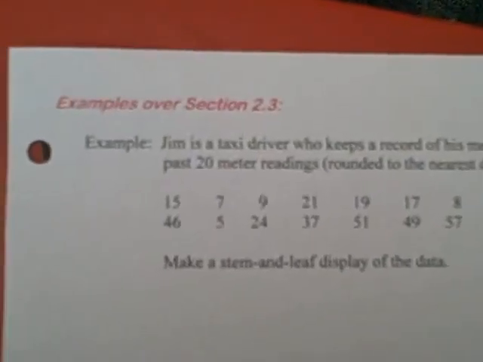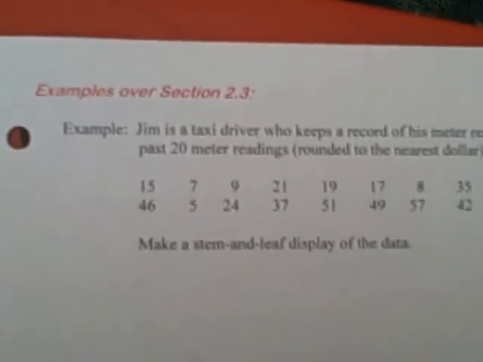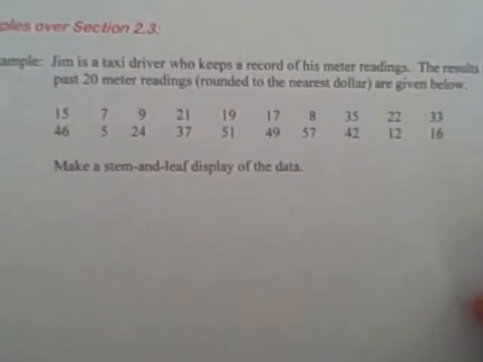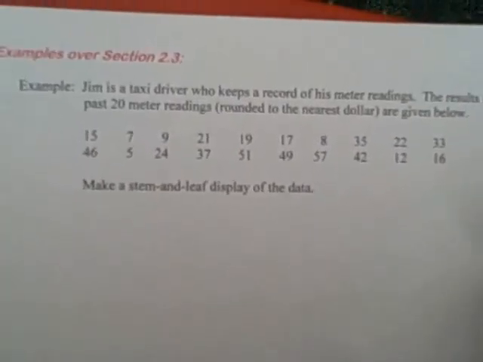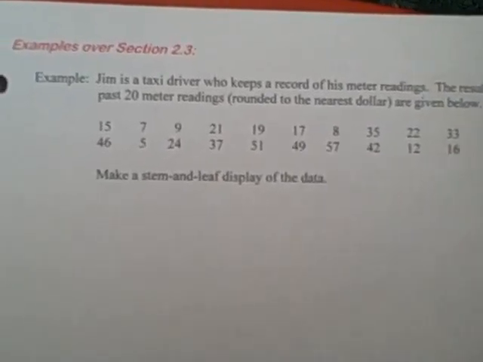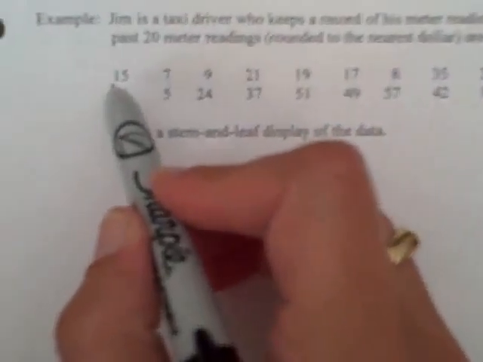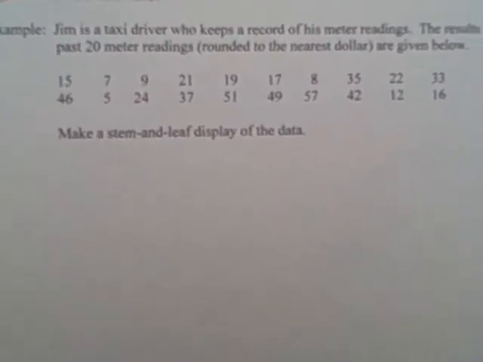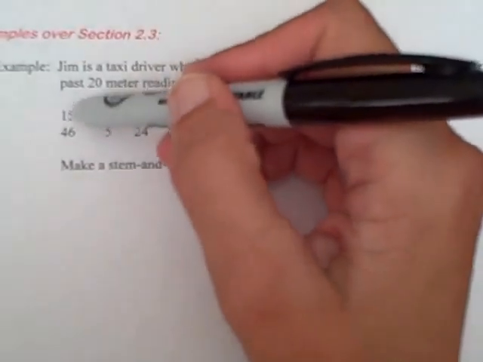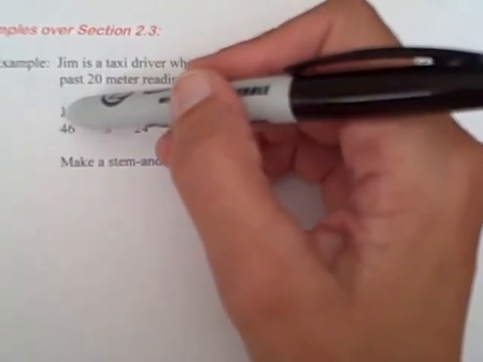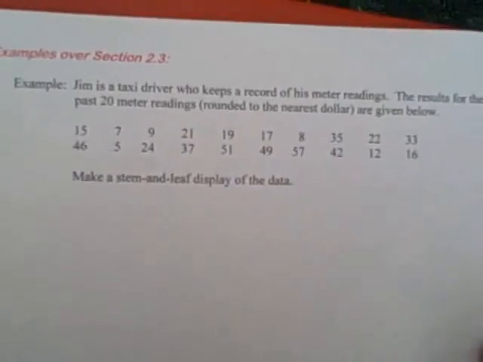Okay, in section 2.3, we are learning how to make a stem and leaf display. It's pretty simple. We're going to start off, look at your set of data, and you want to pick a way to split the number in half. And when I say split the number, I'm talking about like the number 15. Now we only have double-digit numbers, so there's really only one way to split the numbers, and that's between the ones place value and the tens place value. So that's what we're going to do.